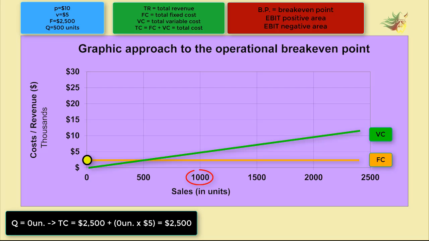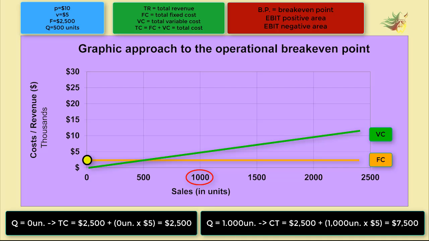And if we sell 1000 units, how much will the total operational cost be? In this case, it is 2,500 of total operational fixed cost plus 5,000 of total operational variable cost. Therefore, for 1000 units, the total operational cost is 7,500. This is our second point and the total operational cost straight line.